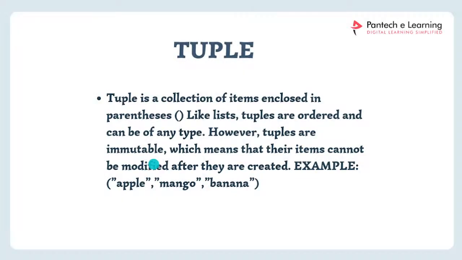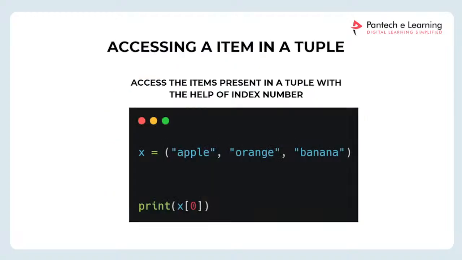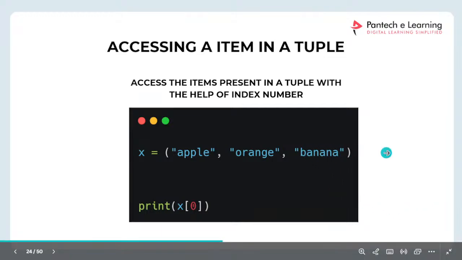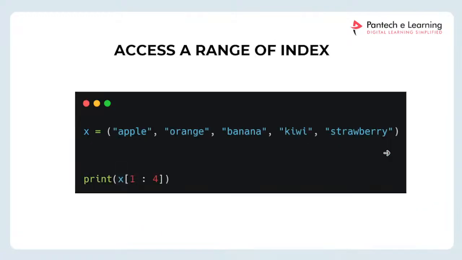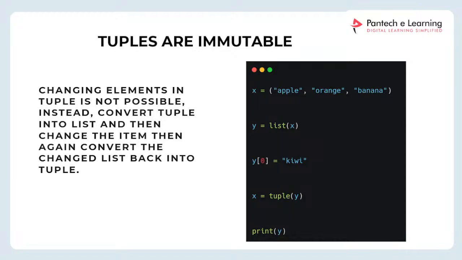Okay, so next one is a tuple. What is the major difference between list and tuple? List is in square brackets, tuple is in parentheses, and list is mutable, tuple is immutable. So you already know this. Accessing an item in a tuple: based on the zero-based index number we can access a particular item, and a range of index means mentioning the starting and ending index numbers. We can slice the values, and tuples are immutable. Immutable means changing elements in a tuple is not possible. So we cannot directly change the elements.